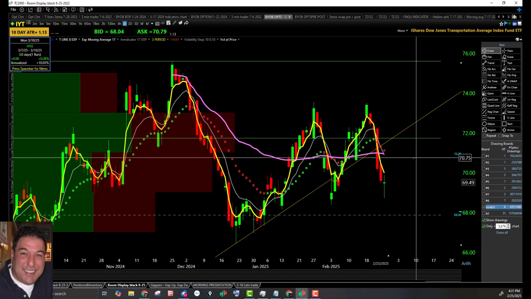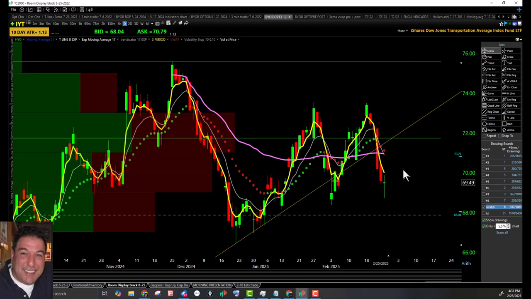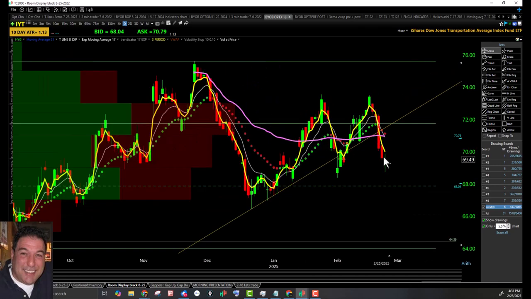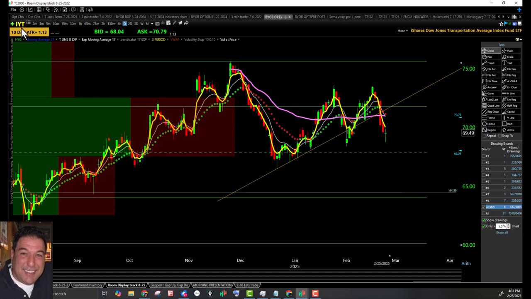Price action: not in the upper third, not over the all-time high anchored VWAP, not over the uptrend line, not over the trap, and not over the 17. Not much to report for IYT, and we need this one to have that robust rally.